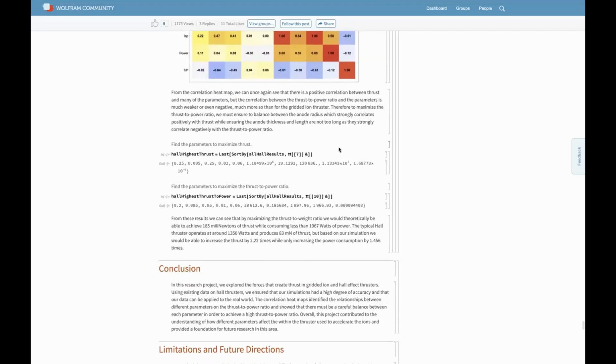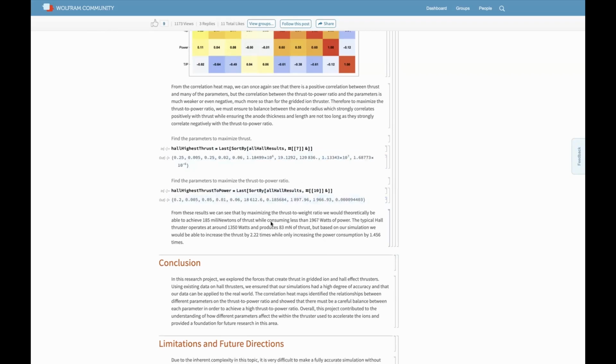And using the same method, I found the highest amount of thrust we're able to generate, and we also found the ability to maximize the thrust to power consumption ratio, creating 185 millinewtons of thrust. And here we're able to create 19 newtons of thrust, which is actually quite high. But this is taking up over a million watts, which is insane.